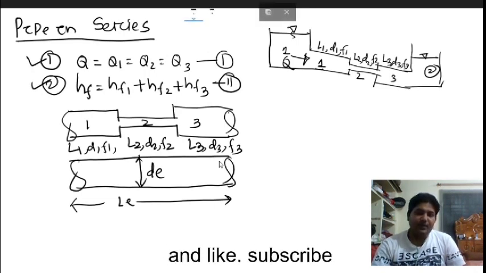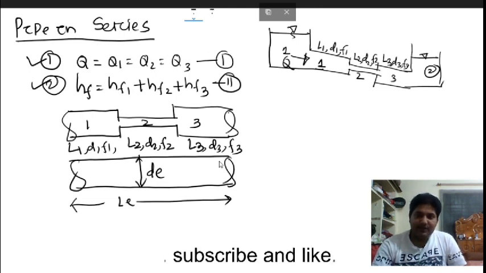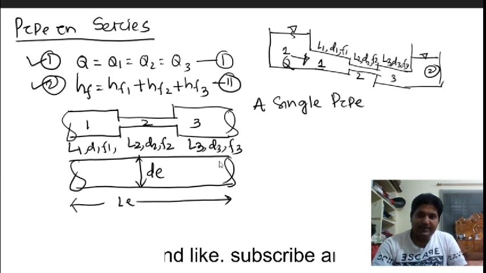Okay, so better you write out this equivalent pipe definition. So equivalent pipe A is a single pipe. I am writing the equivalent pipe. So this is the equivalent pipe.